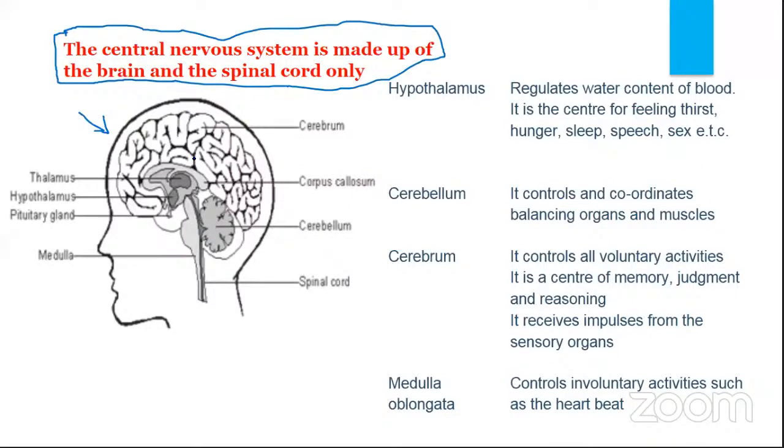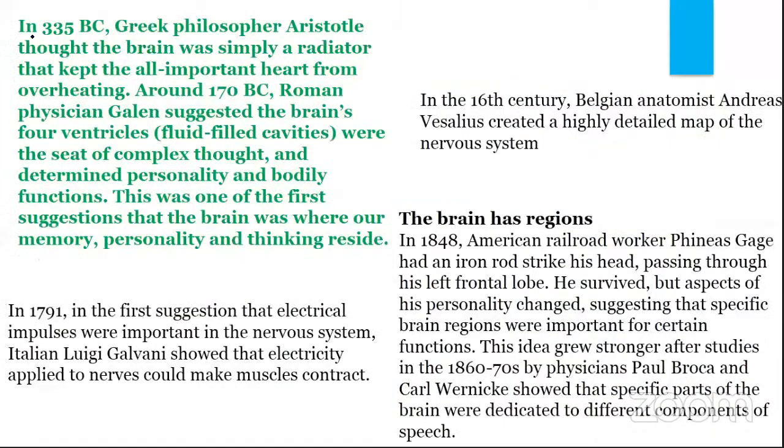Can you imagine the people who were here asking, the brain? What is it? In 335 BC, that is before Jesus Christ was born, Greek philosophers like Aristotle thought that the brain was simply a radiator, for some of you who know things about the car, and that it kept the all-important heart from overheating. They thought that the heart was the most important organ. So the brain is like the radiator that prevents the heart from overheating, since it was pumping blood a lot.